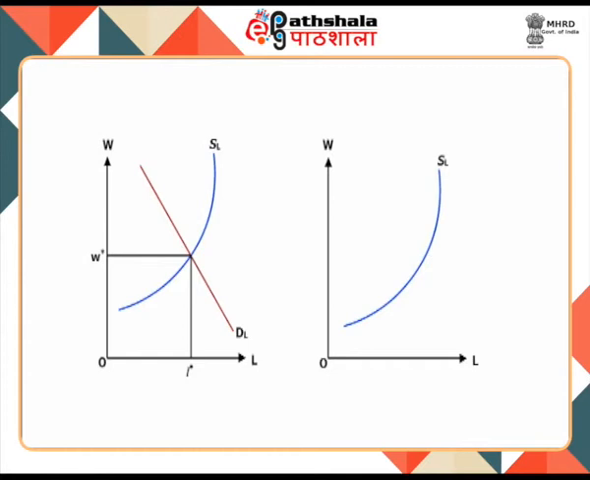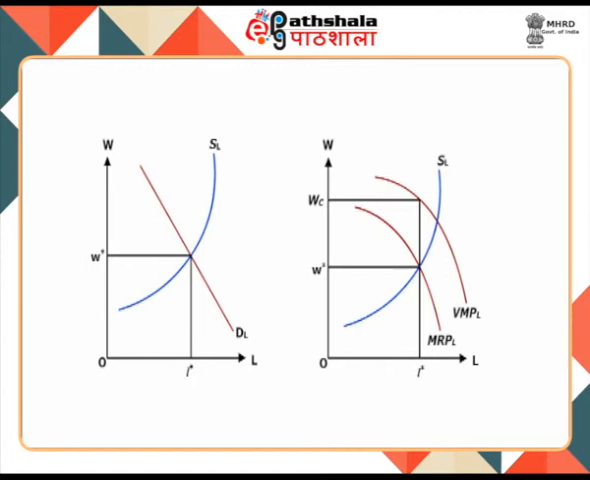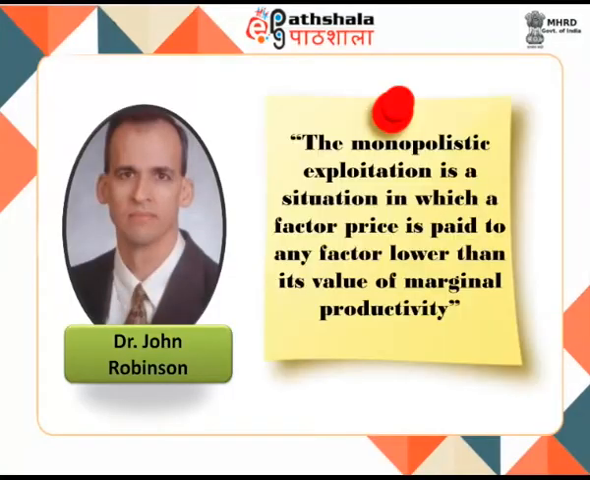In comparison with perfectly competitive firms, imperfectly competitive firms or monopolist firms always pay lower wage. The difference between VMPL and MRPL for a given level of employment is called monopolistic exploitation. Here, the gap between WC and WM represents the monopolistic exploitation for a given level of employment L star. According to Joan Robinson, monopolistic exploitation is a situation in which a factor price is paid to any factor lower than its value of marginal productivity.